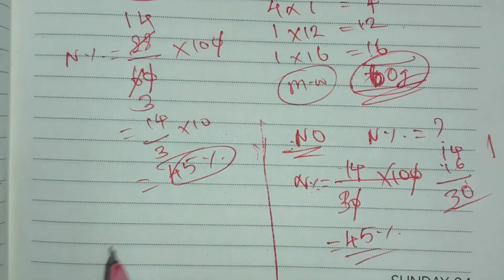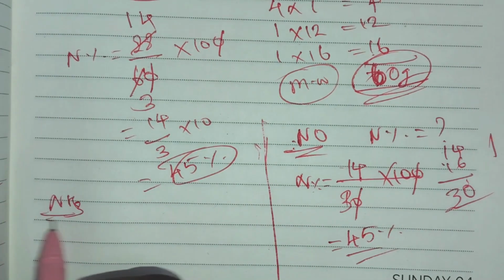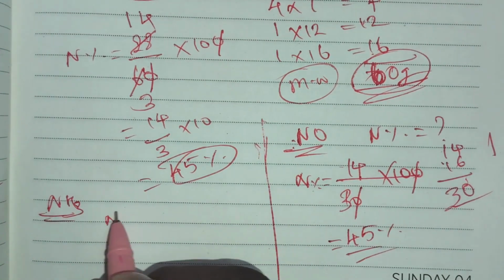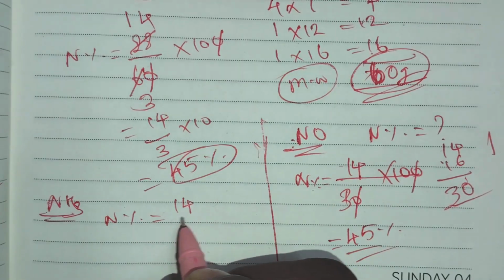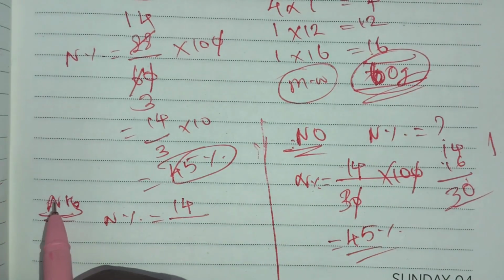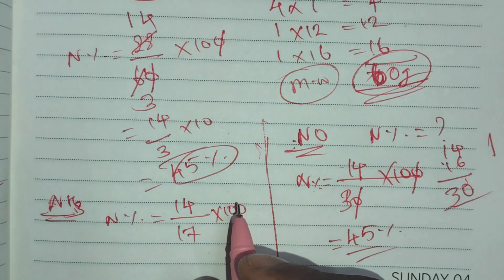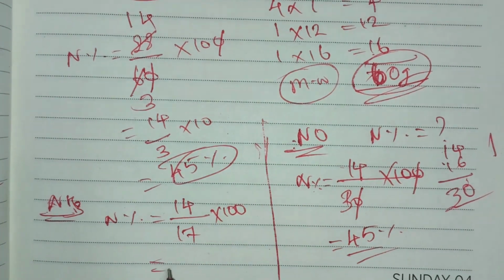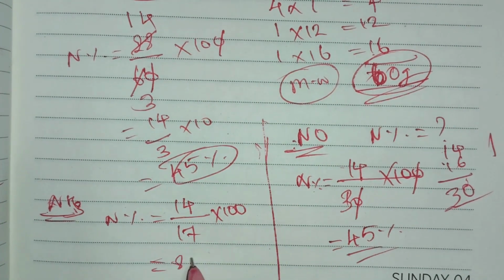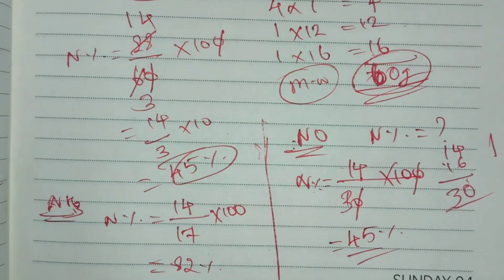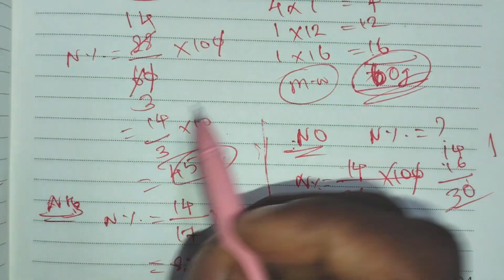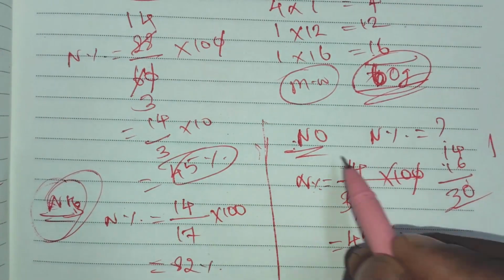Okay, next, for ammonia, how much percentage of nitrogen is there? Here there is only one nitrogen, so 14 divided by the mass, which is 14 plus 3, is 17, multiplied by 100. So we get the answer of around 82 percent. It's a very simple topic: how much percentage of an element is present in that particular molecule. Okay, next we go to the empirical formula and molecular formula.